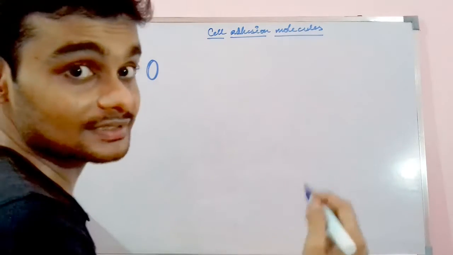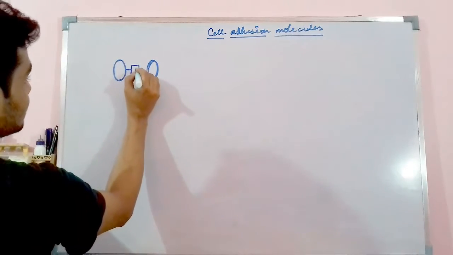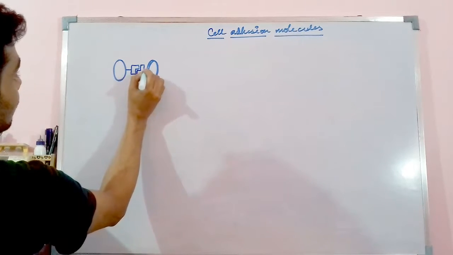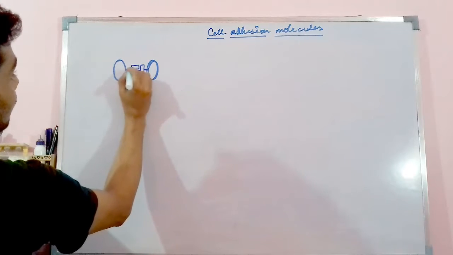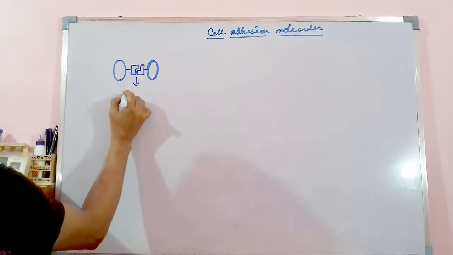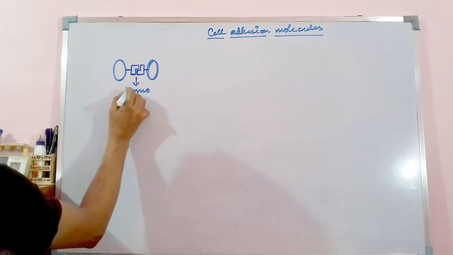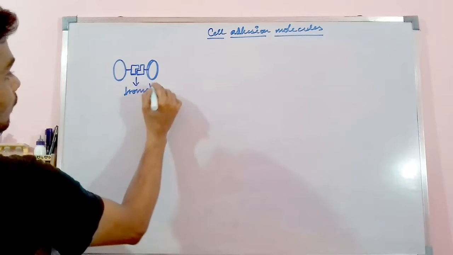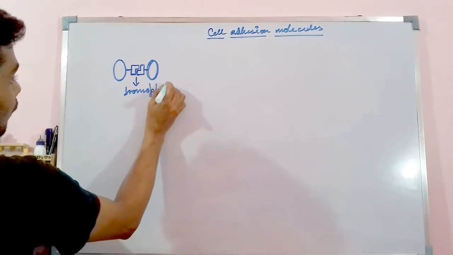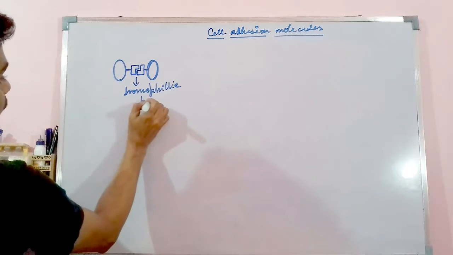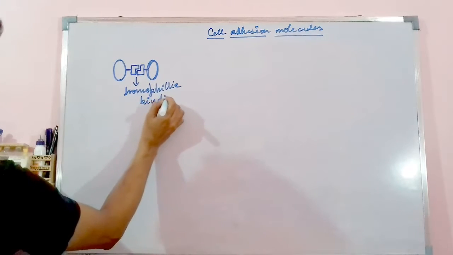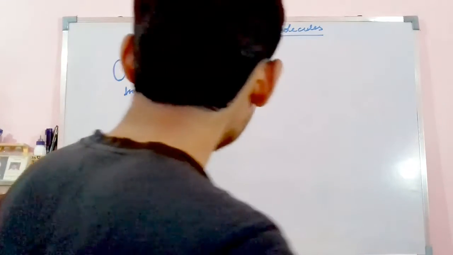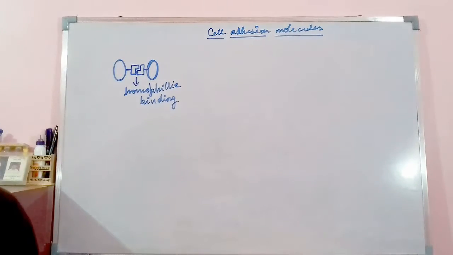This binding molecule is almost the same as on this particular cell. This particular type of binding is called homophilic or homodimeric binding. Okay, and then we have another type of binding which is called heterophilic binding.